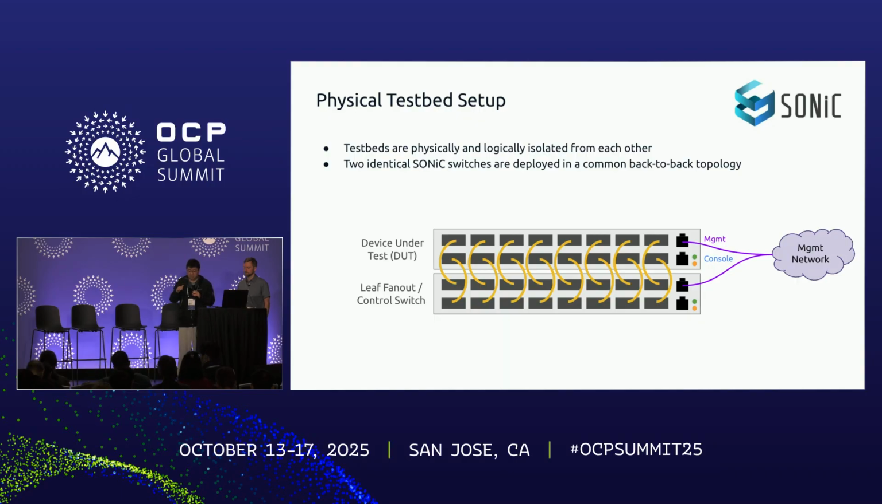And on the lower side, we call this a leaf fan-out switch, or sometimes we use it as a control switch. This switch is basically used as a fan-out, where it could also connect to a server, where the server has a NIC connected to one of the ports on this switch, so that the server can send a packet to this fan-out, and the packet will go to the corresponding port of the DUT, and then, if the switch is programmed correctly, the packet will be forwarded to the right port or transformed correctly.